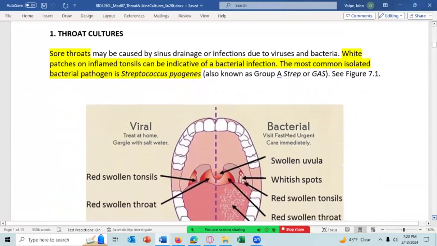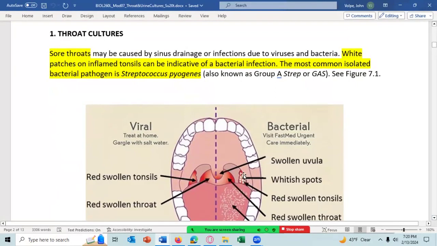All right, let's talk a little bit further about throat cultures. Sore throats are caused by viruses and bacteria. If the sore throat has white spots, especially in the back or in the tonsils, white or gray spots on the tongue are often seen, and then the throat will be red. That is a bacterial infection.